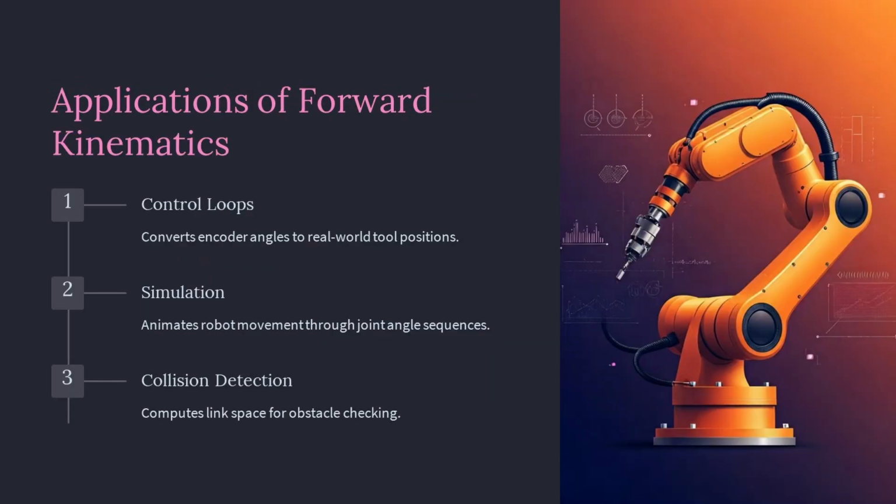Forward kinematics is used in many applications. In a control loop, encoder sensors measure the actual joint angles, and forward kinematics converts those angles into the real-world position of the tool. In simulation or visualization software, forward kinematics animates the robot moving through a sequence of joint angles. In collision detection, forward kinematics computes the space occupied by each link so the system can check for obstacles.